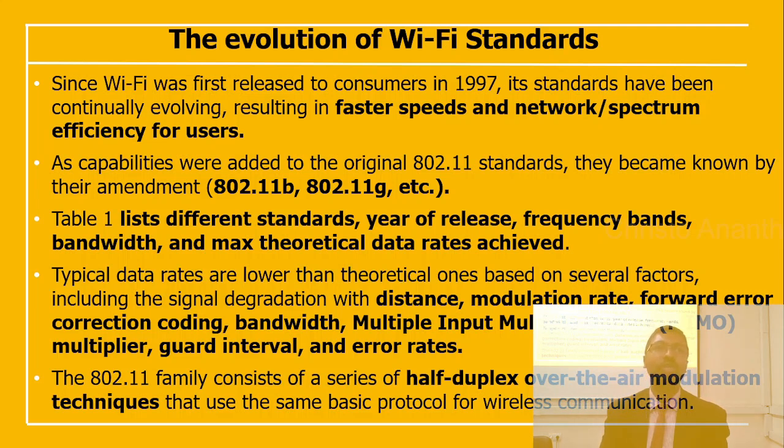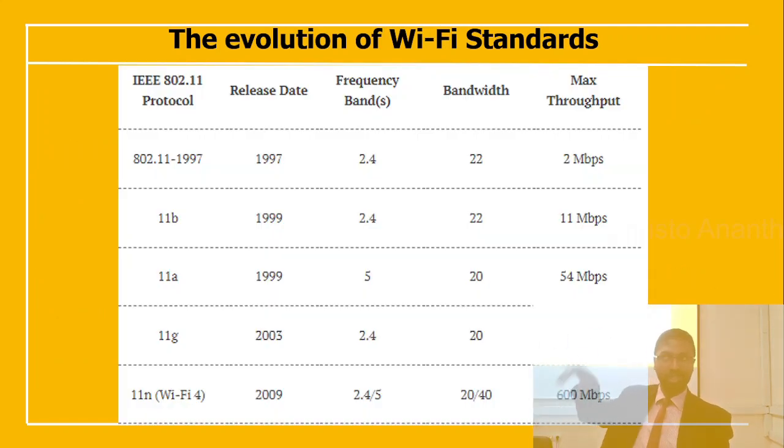This 802.11 family consists of a series of half duplex over-the-air modulation techniques that use the same basic protocol for wireless communication. So we'll see the comparison table.